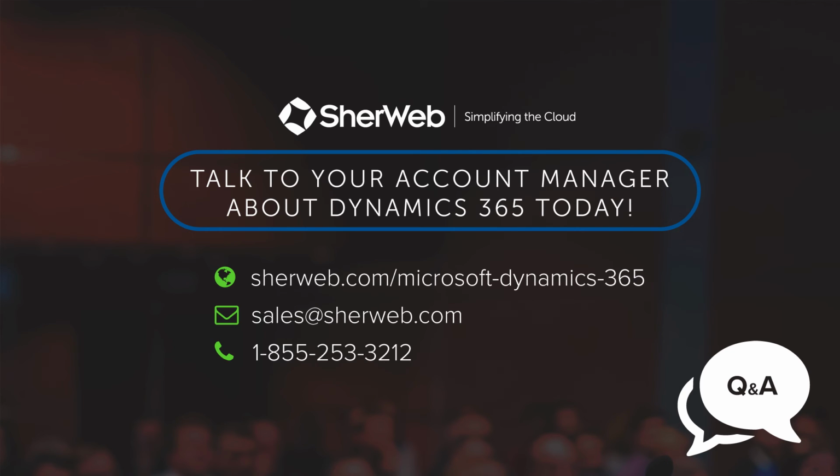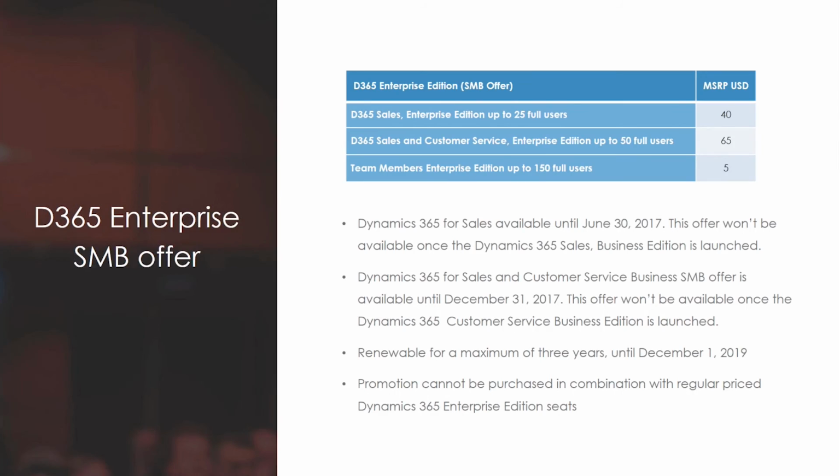Question on the SMB offer. Until when is the SMB offer running and what are the limitations? I can even go on this slide. This is going to be your reference. Okay, perfect. So the offer will run until the applications are coming in spring, or for the sales one until the end of June, or the customer service until the end of December. Remember, you can transition this pricing for up to 3 years.